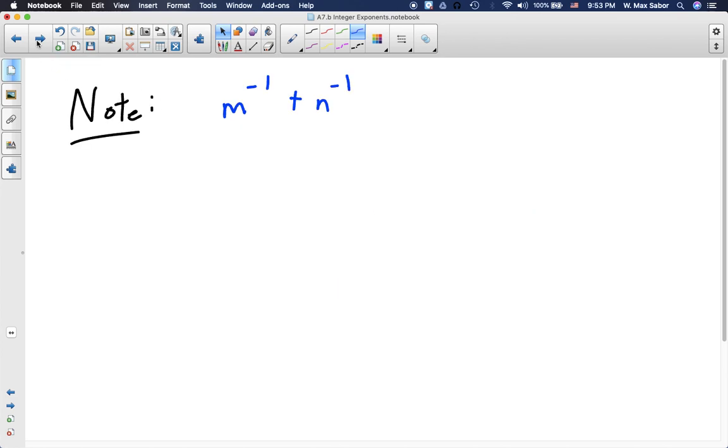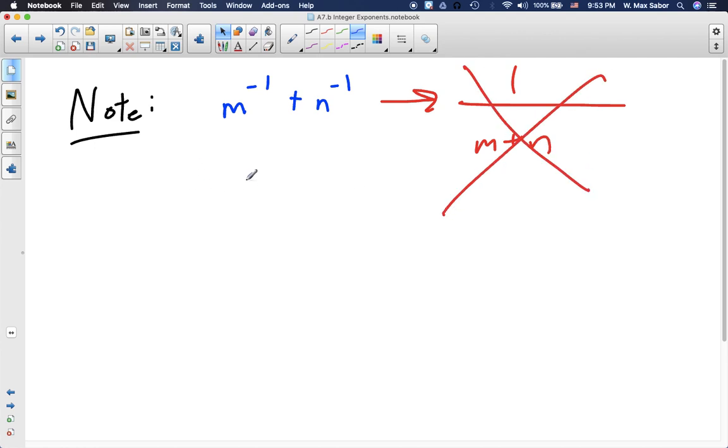Please note, it's very tempting to try to say that this is 1 over m plus n. It's not. This is 1 over m plus 1 over n, which is not the same thing. Order of operations says you have to do the exponents before you do the addition.